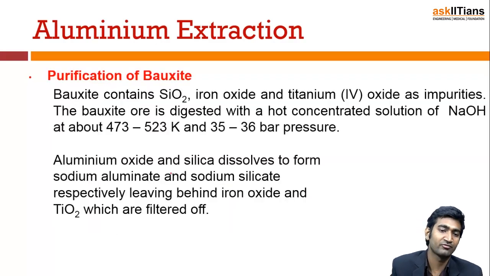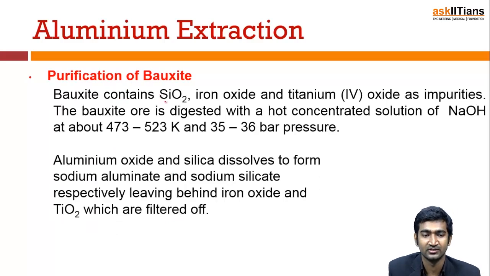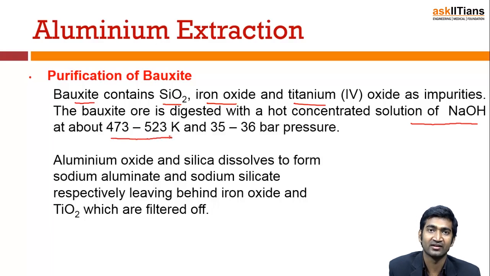First is the purification of bauxite. Bauxite contains SiO2, iron oxide, and titanium oxide as impurities. So it has to be digested with a hot concentrated solution of NaOH. You see the temperature, 473 to 523 Kelvin. How high is that temperature? Even the pressure, 35 to 36 bar.